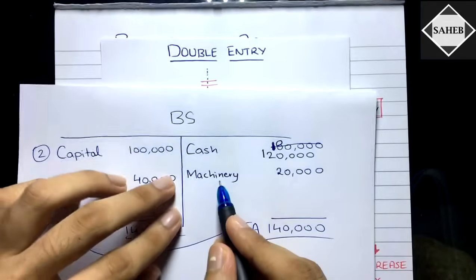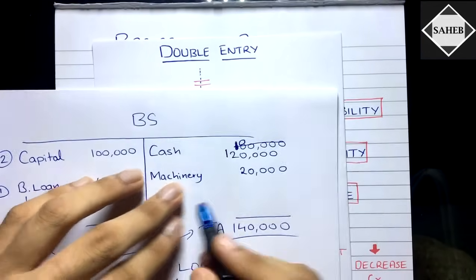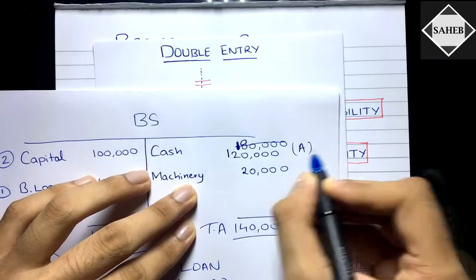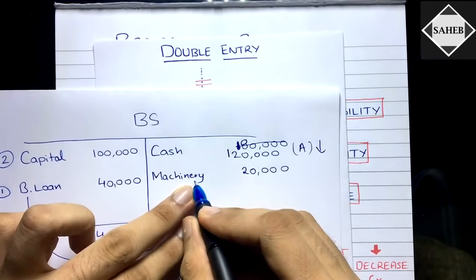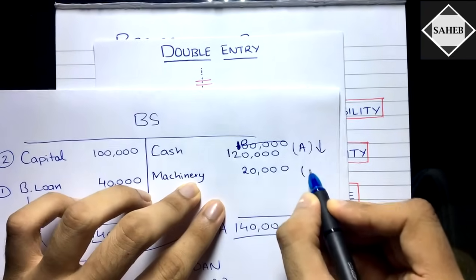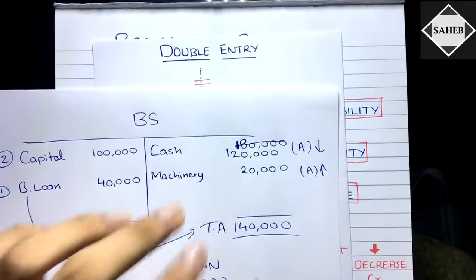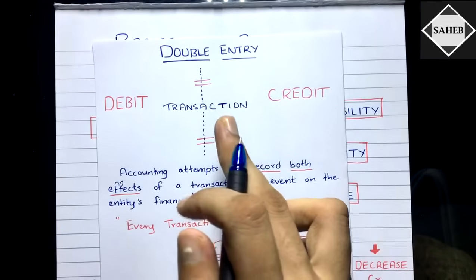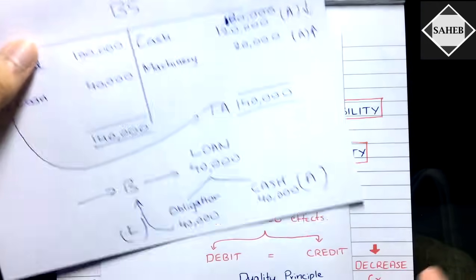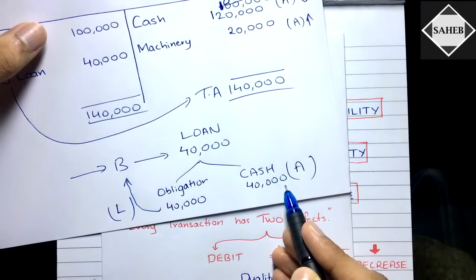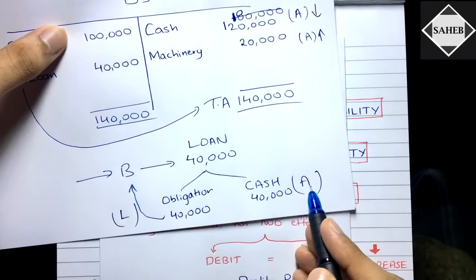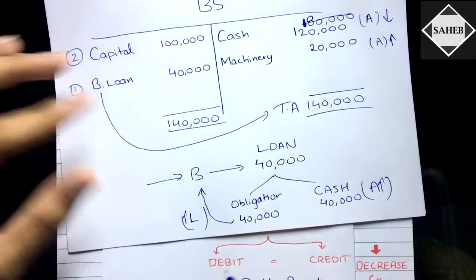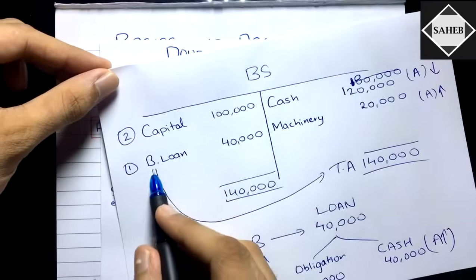When you purchased the machinery, what happened? There was cash, an asset, and this asset cash was reduced. And then this machinery, 20,000, this asset increased, isn't it? So every transaction will have two aspects. That is what is meant by double entry. And both the aspects have to be recorded. When we got the loan, we got the cash, our asset increased over here. And here the liability also increased. We have to pay the bank, isn't it? Bank loan.